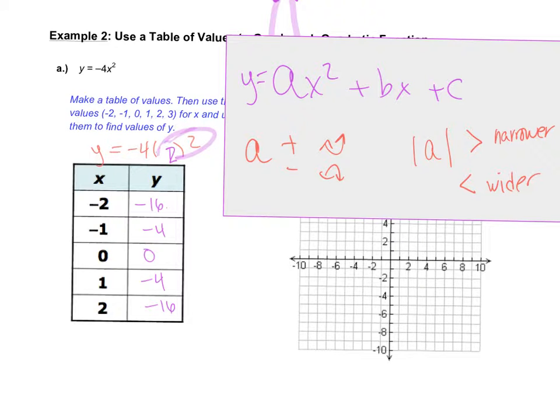So rule number 1 that you need to know. A doesn't only tell me whether I open up or down. The larger the value of A is, the narrower the graph. It's opposites. And the smaller the value of A, the wider the graph. So with that, let's take that in our heads as we move into the next one.